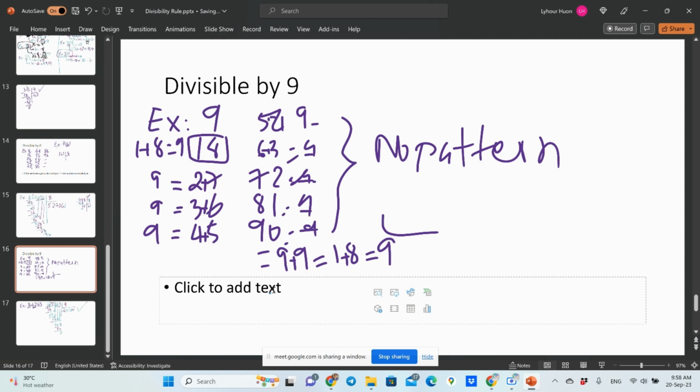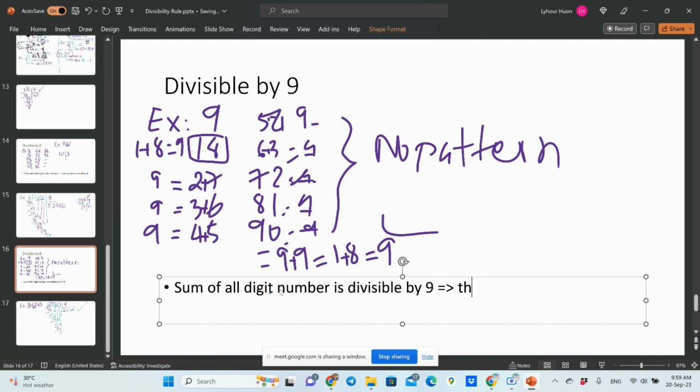So now we can have the rule that if the sum of all the digits of a number is divisible by 9, then that number is divisible by 9.